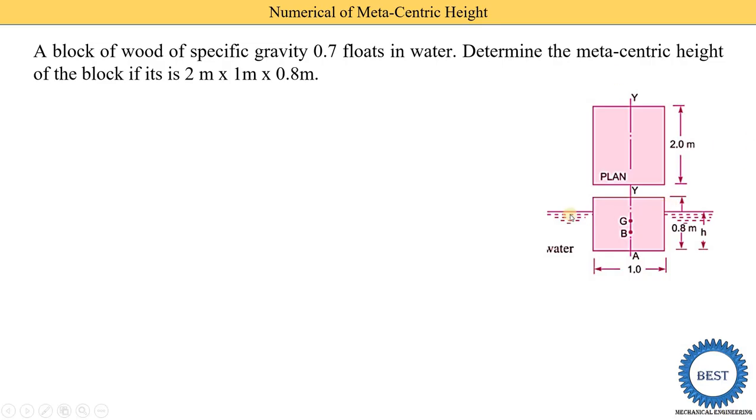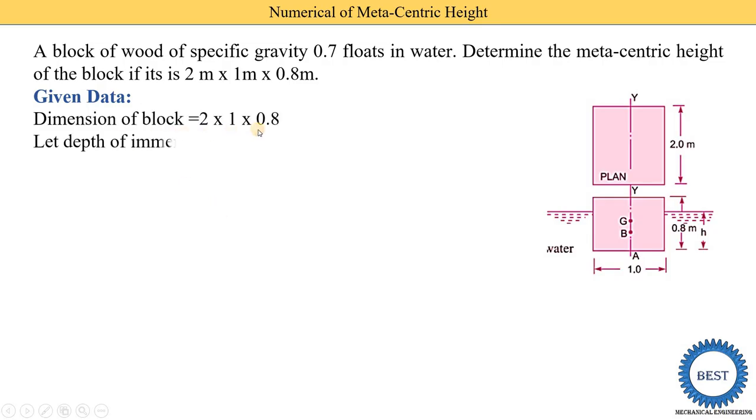Now here we see this is the water level, and on the water level the wooden block is there. The wooden block height is 0.8 meter, this is 1 meter, and its length is 2 meters. Now first we write down the given data. First its dimensions are given, that is 2 meter into 1 meter into 0.8 meter.